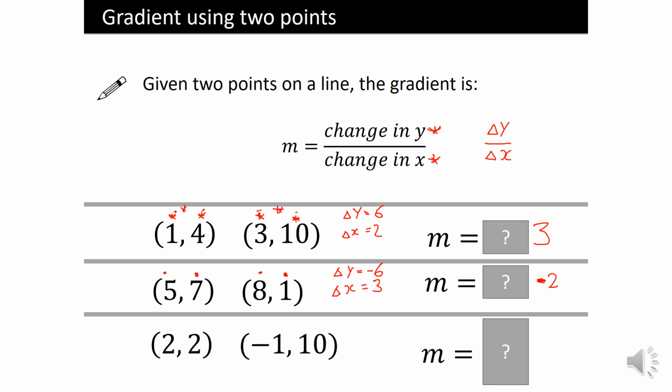Okay, so this one, I've got 10, I'm going to take away 2. So change in y has increased by 8. Change in x has gone from 2 to minus 1, so that has decreased by 3. So my gradient here would be 8 over minus 3, or minus 8/3. So you can get fractional gradients, that's completely fine.